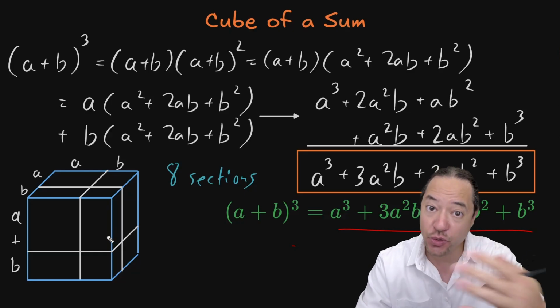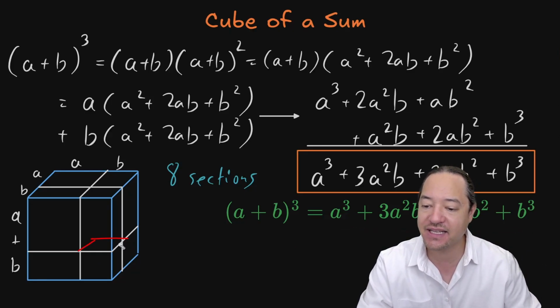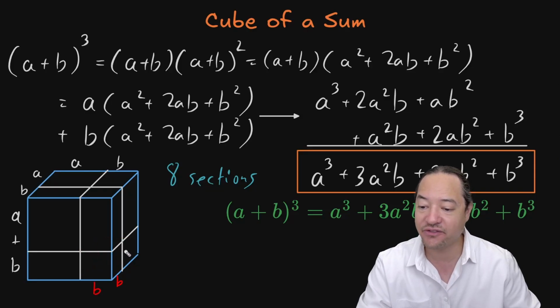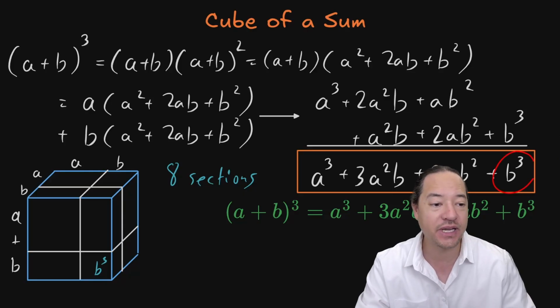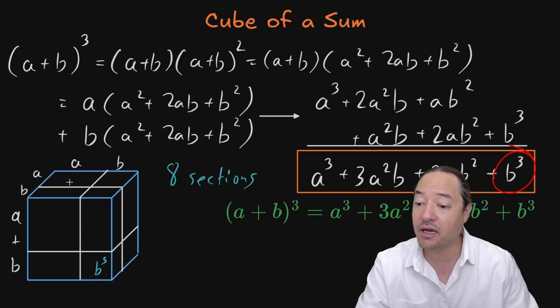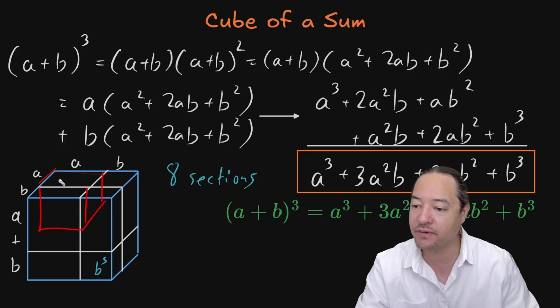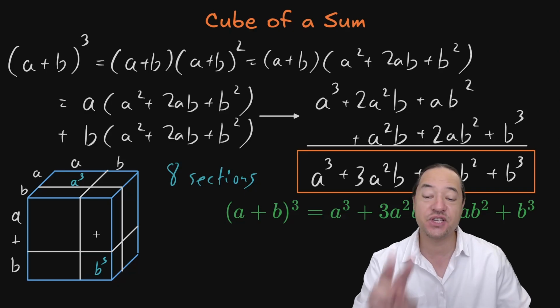So let me sort of show you how this kind of works. We look at this corner piece right here. This corner piece is going to have a side length of b, a side length of b, and a side length of b. So the volume here must be b cubed. Okay, that's going to be our b cubed term that we get right here. Likewise, on the opposing corner over here, this is going to be side length a, this is side length a, and it's going to be going down here a length a as well. And so this is going to give us a volume of a cubed, okay? So that gives us 2 of the sections.